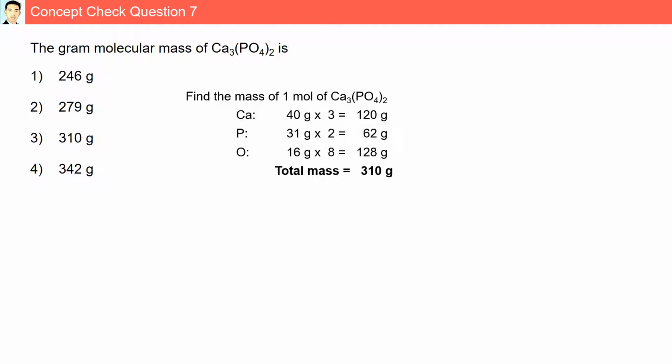For oxygen, there are 4 oxygen in the parenthesis, and there are 2 phosphate groups. Therefore, we multiply the 4 by 2 for a total of 8 atoms of oxygen present. So, the molar mass of oxygen is 16 grams, multiplied by 8, because there are 8 atoms of oxygen present, which is equal to 128 grams. The total mass, when we add it up, is 310 grams. Therefore, choice 3, 310 grams, is our answer.